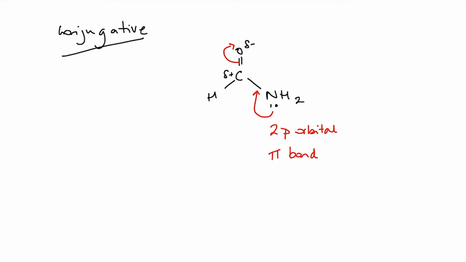The result is a resonant form of this amide, which I can draw like so. So we've now got a single bond to the oxygen with a negative charge. We've got our hydrogen. We've got a double bond to the nitrogen. This nitrogen's lost its lone pair of electrons, so it's now positively charged.